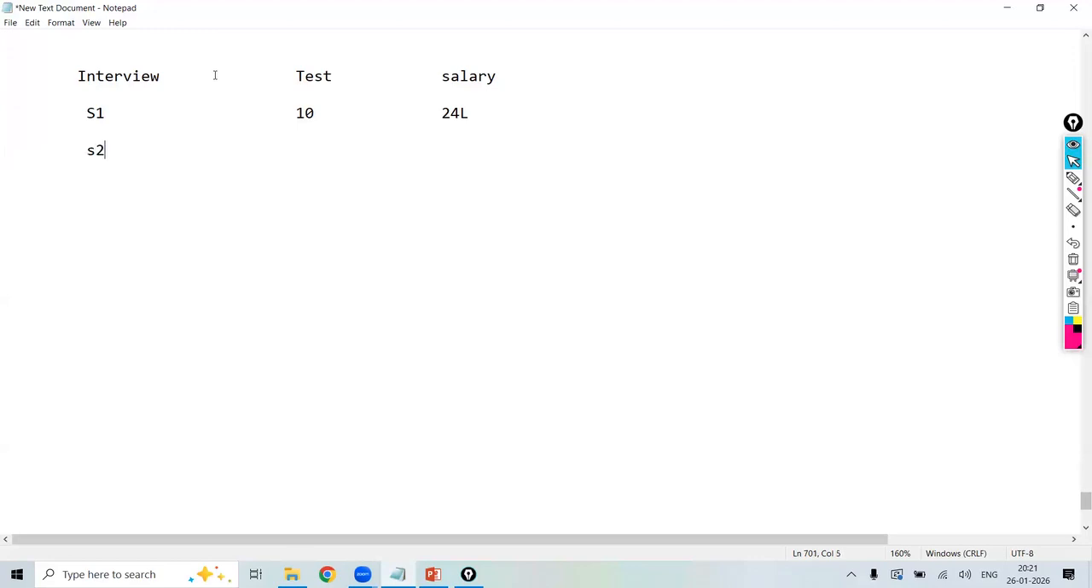Student 2 has given me 9 on 10. Student 3 has given me 0 on 10. But what is the salary he is expecting? Just 1 lakh per annum. Not even per month, annum only. Literally I will write here 10K, sir, not even 10K, 5K per month. Only 5,000. But his score is 0.